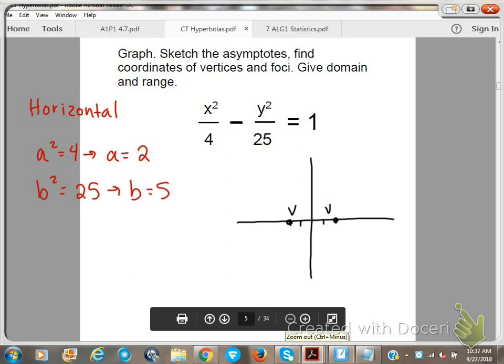Our foci are going to be at where? Out to 5. I'm going to make my foci red. 1, 2, 3, 4, 5. Wait, the foci are b in this? Oh, no, you're right. Good call. They're not. They need to be c. I'm not done yet, I was just going with it, Vanessa. To figure out our foci, we do need to find c.